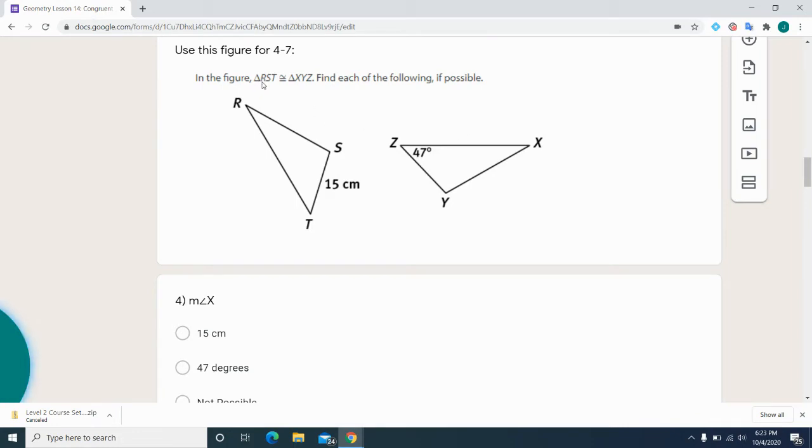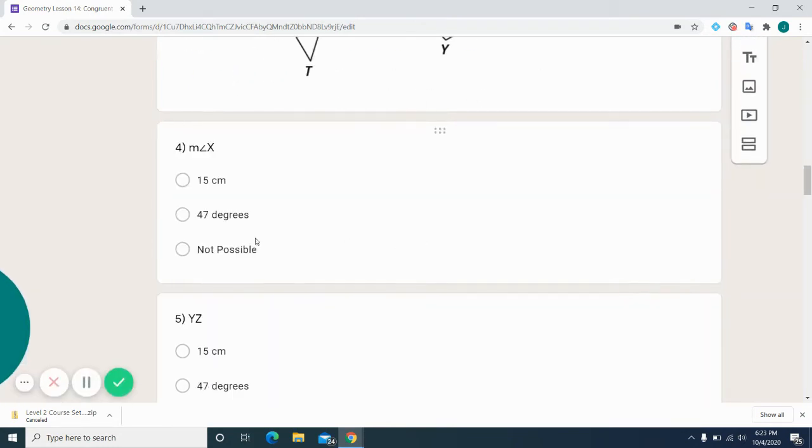Also look right here. What's the first listed? R. What's the first one here? X. Do we know what R is? No. So can we figure out what X is? No. So say not possible. It's not possible to determine the measurement of angle X.